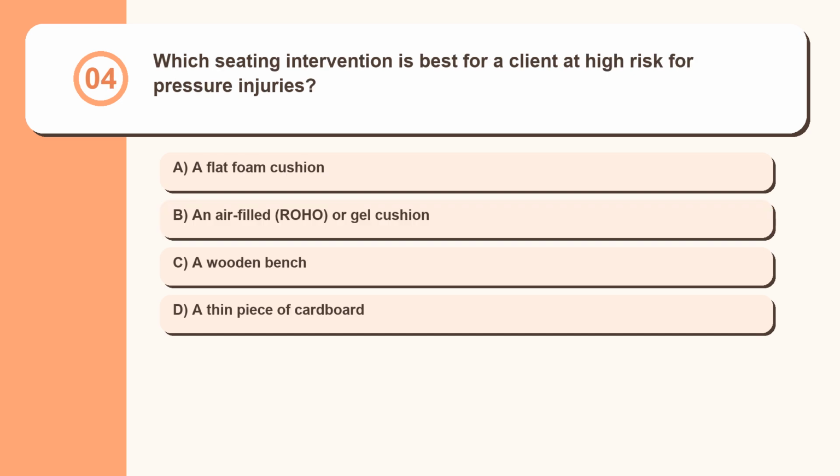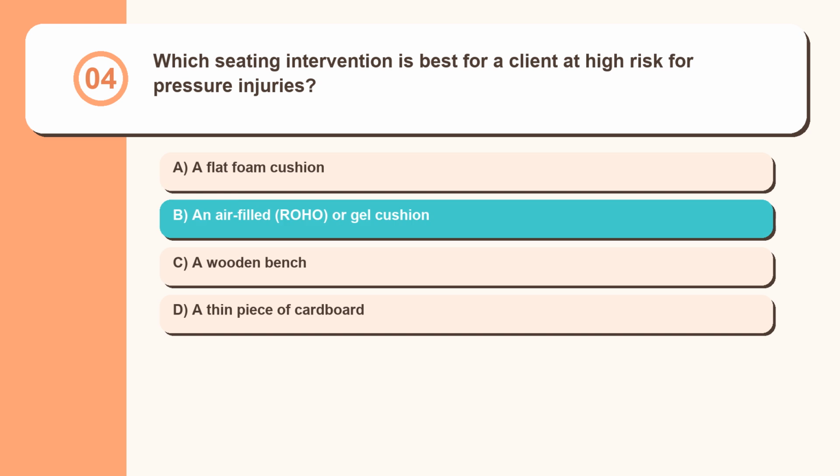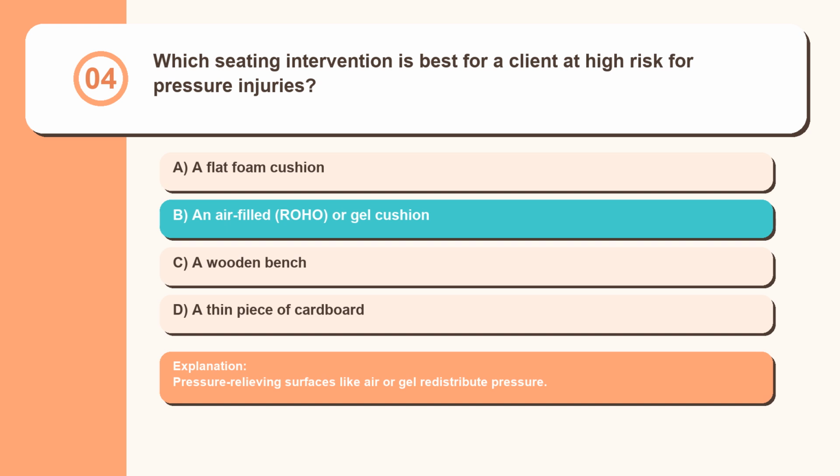Question 4. Which seating intervention is best for a client at high risk for pressure injuries? A flat foam cushion, an air-filled, ROHO, or gel cushion, a wooden bench, a thin piece of cardboard. Pressure-relieving surfaces like air or gel redistribute pressure.